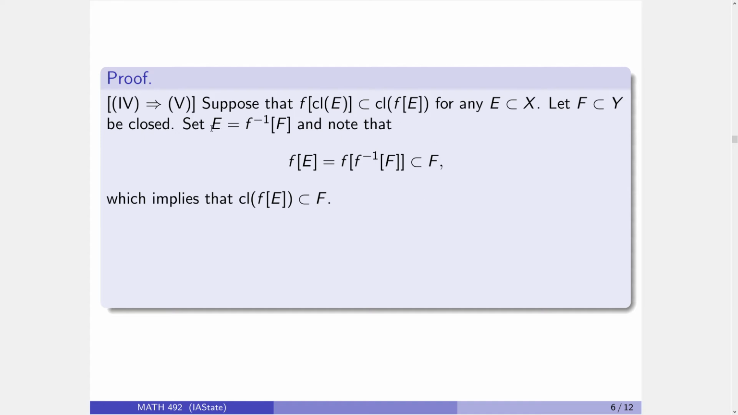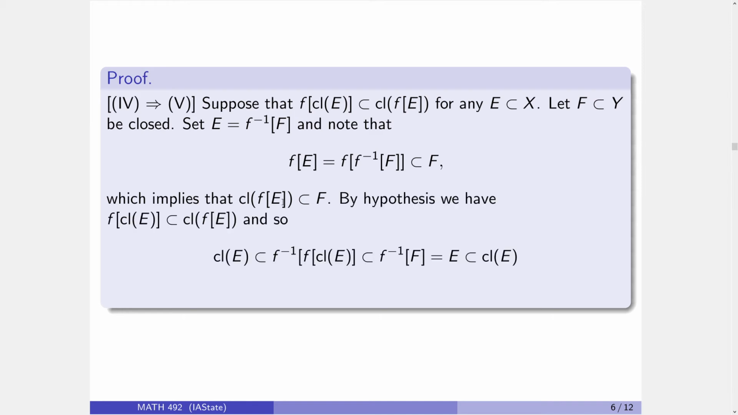All right, so E is the inverse image of F. Note that if you now take the image, you'll have the image of E. The image of the inverse image is always contained in the original set. F, by hypothesis, is closed, so that means the closure of the image is contained in F, right? Because the closure is the smallest closed set containing the original set. Now, our hypothesis tells me that the image of the closure is contained in the closure of the image. So the closure of E is contained in the inverse image of the image. This, I proved, is a subset of F, so I get this.